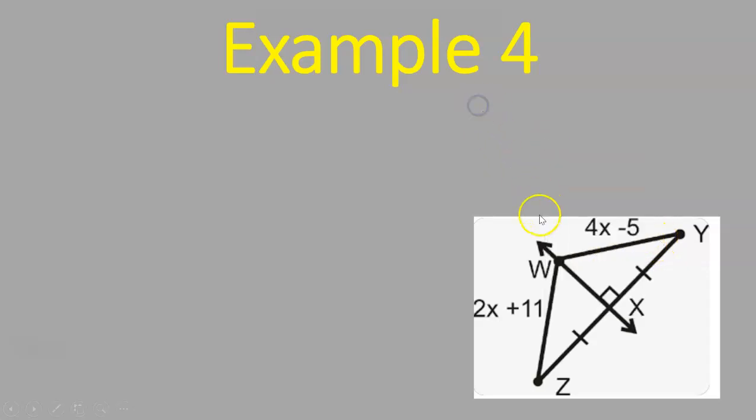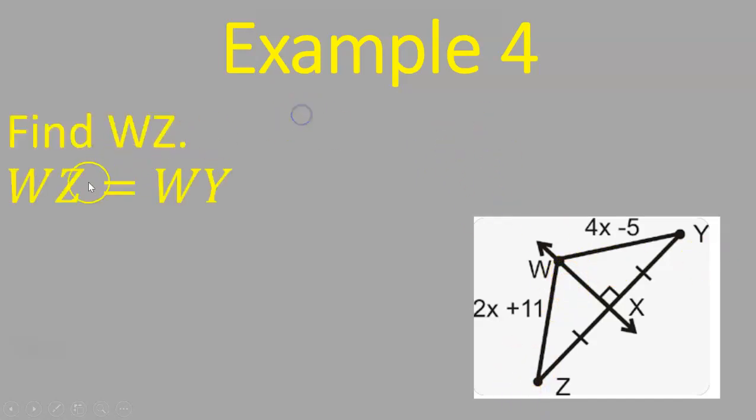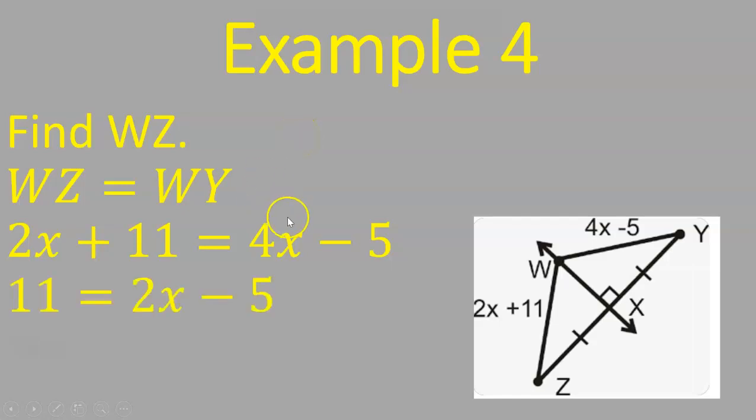Even though they're not marked, we have sufficient evidence to conclude they're the same because any point on the perpendicular bisector is equidistant from the endpoints. So we're looking for distance WZ. We know WZ is equal to WY, so we set those expressions equal to one another. Now here, the best move, since both sides are cleaned up, is to subtract 2x on both sides. So 4x minus 2x is 2x. I left the 11 and left the negative 5. Now let's add 5 to both sides and divide by 2. So x is 8.